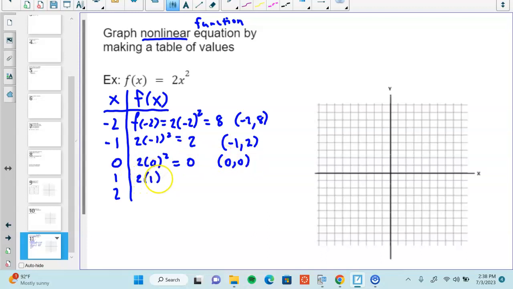And then notice what happens when we plug in 1. 1 squared is the same as negative 1 squared, so we're going to get 2 out of this one. And when x is 2, 2 squared is 4 times 2 is 8. So we're going to go through the point 2, 8.